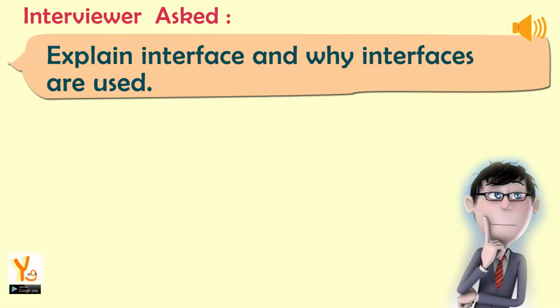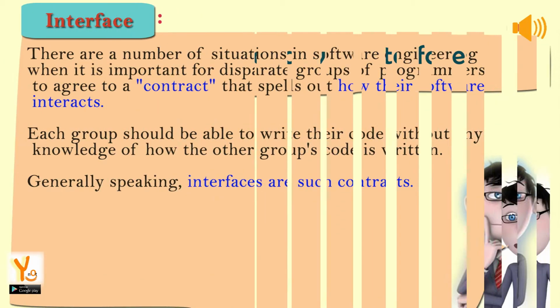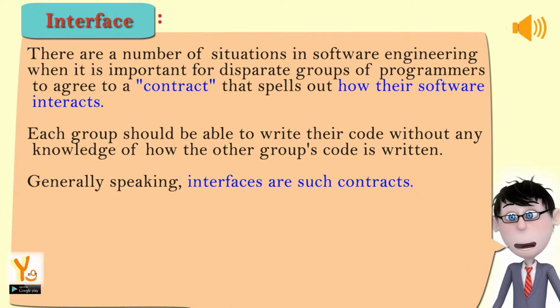Explain interfaces, why interfaces are used. There are a number of situations in software engineering when it is important for disparate groups of programmers to agree to a contract that spells out how their software interacts. Each group should be able to write their code without any knowledge of how the other group's code is written. Generally speaking, interfaces are such contracts.